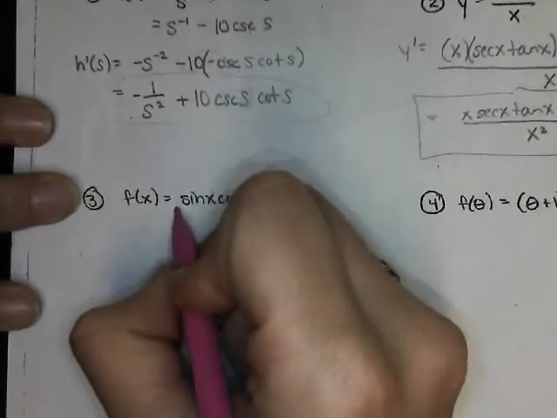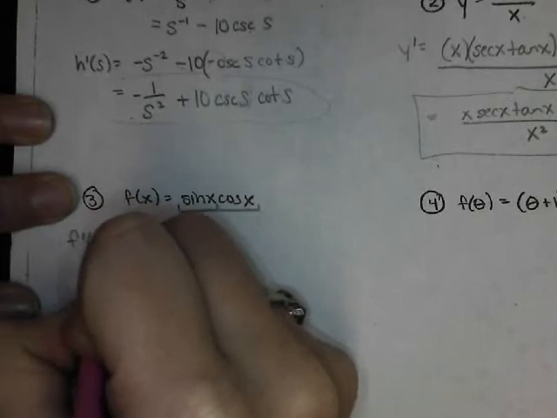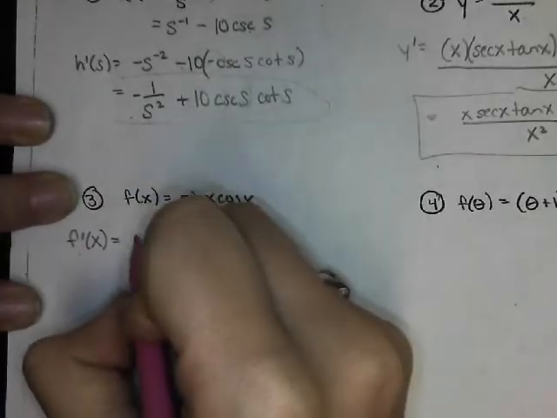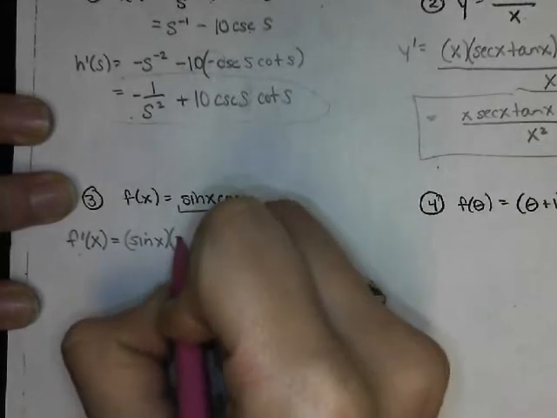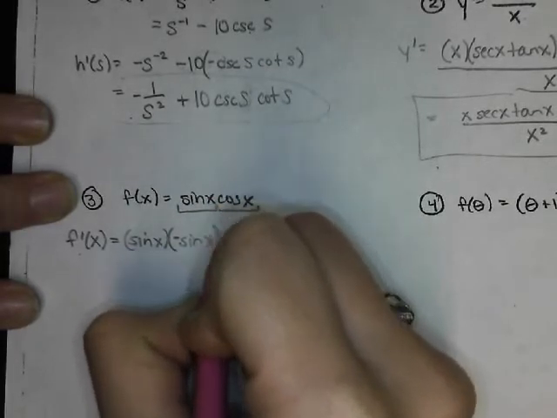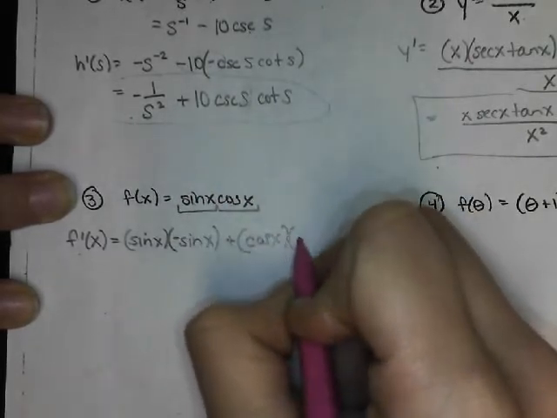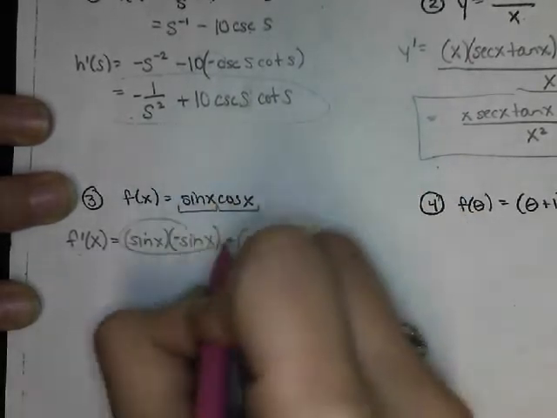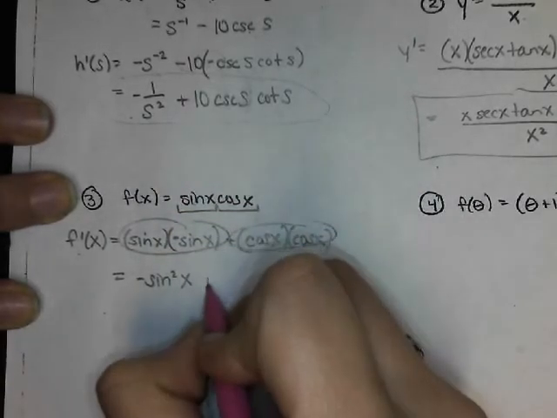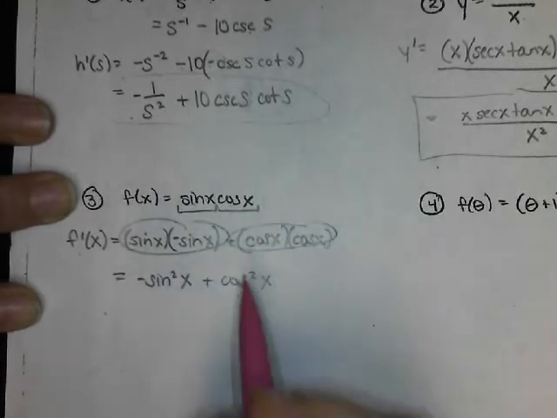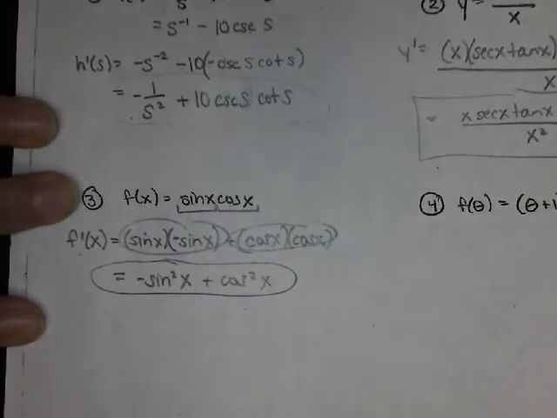Product rule, first and second functions. So our first times the derivative of our cosine is negative sine, plus the second times the derivative of sine is just cosine. So this becomes negative sine squared, and this becomes cosine squared. And that's it. We're done.